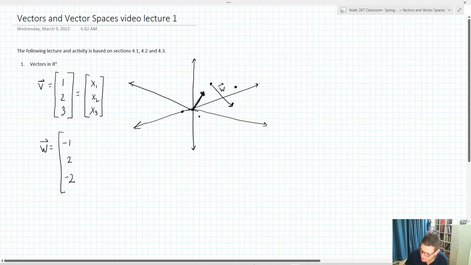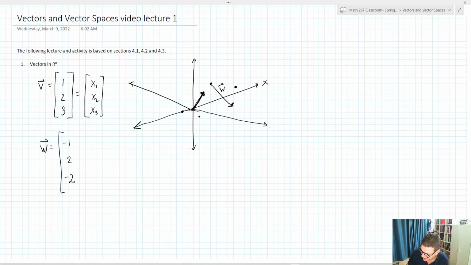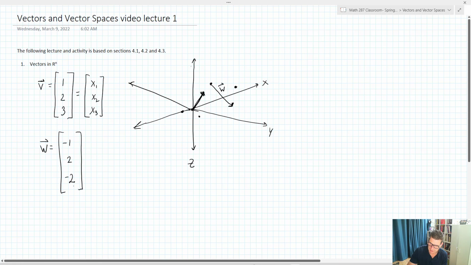Now, by the way, I should state, I'm writing this with this being x, this being y, and this being z, just for the purposes of us all being on the same page. And let me end that out.